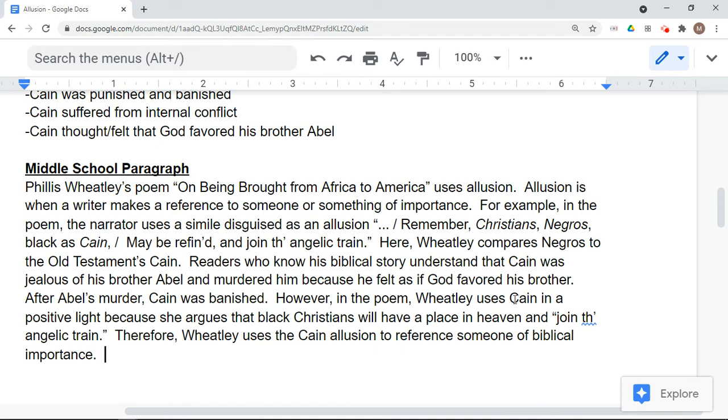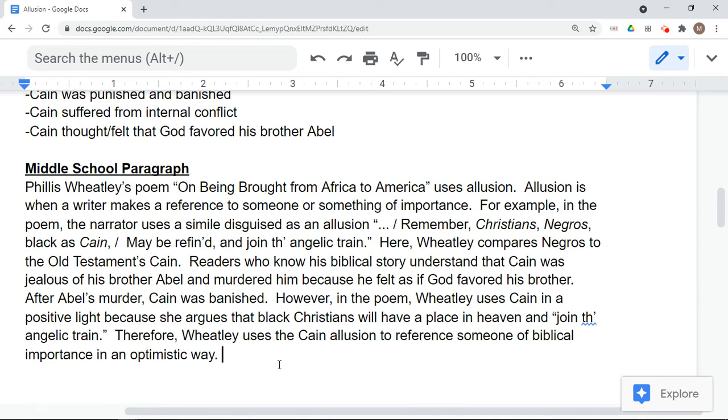However, in the poem, Wheatley uses Cain in a positive light because she argues that Black Christians will have a place in heaven and join the angelic train. Therefore, Wheatley uses the Cain allusion to reference someone of biblical importance in a positive way. And you could say, instead of positive, because I want to use a synonym but I don't want to say positive two times, therefore, Wheatley uses the Cain allusion to reference someone of biblical importance in an optimistic way. And there, right writers, would be a decent first draft example of how Wheatley is using the Cain allusion.